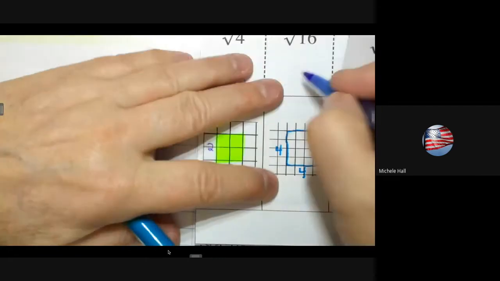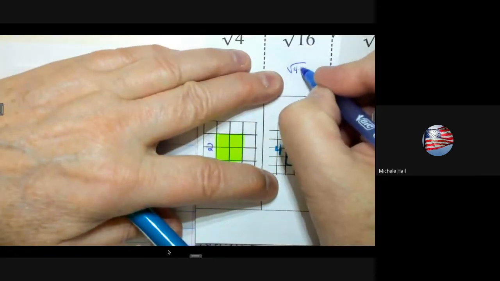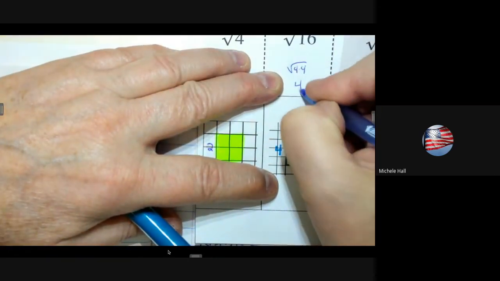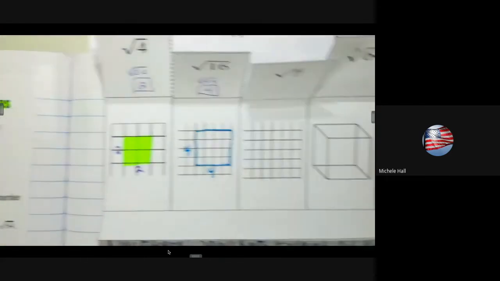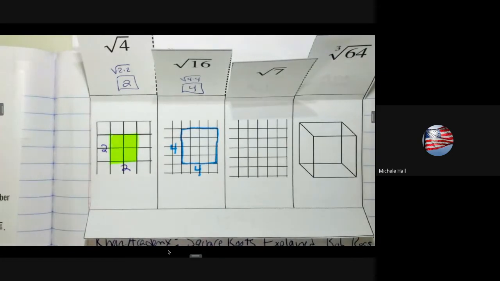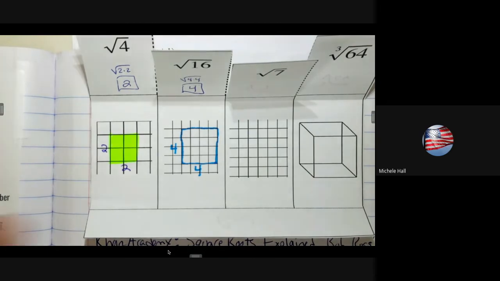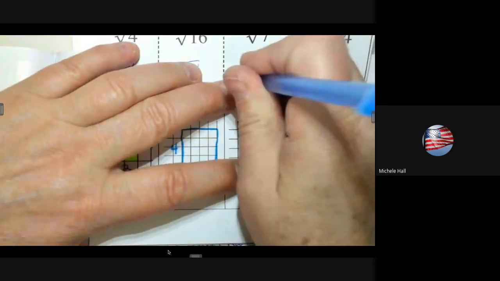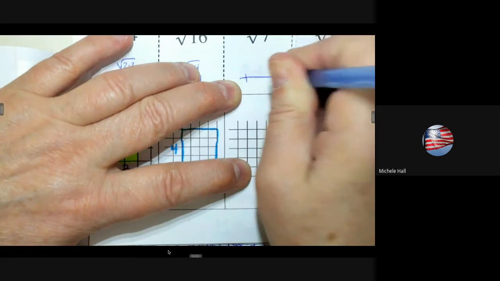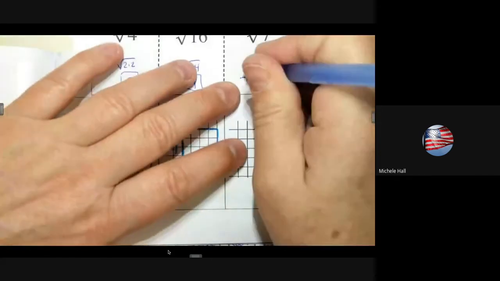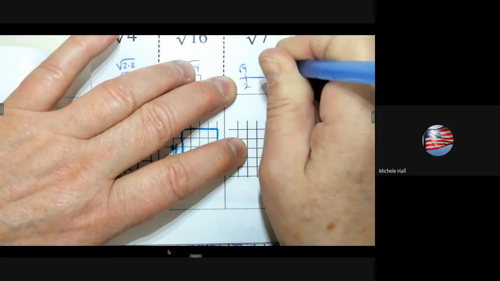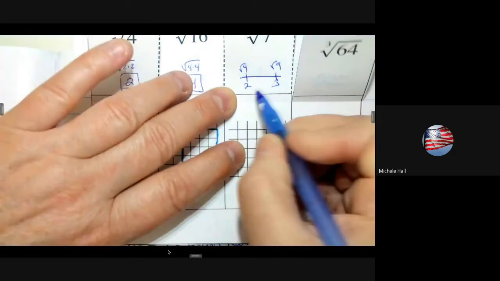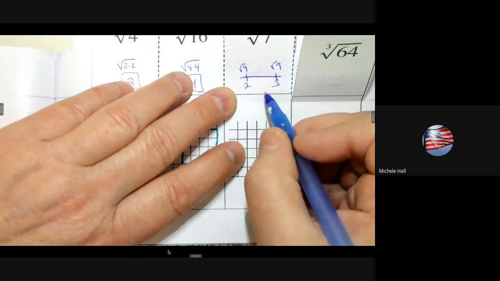The square root of 16 is 4 times 4, so the square root of 16 is just 4. The square root of 7 is between which two perfect squares? Between the square root of 4, which is 2, and the square root of 9, which is 3. So we're in between the whole numbers 2 and 3.